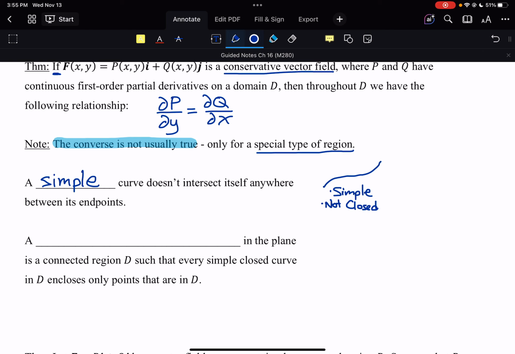We can have a curve that looks like this.